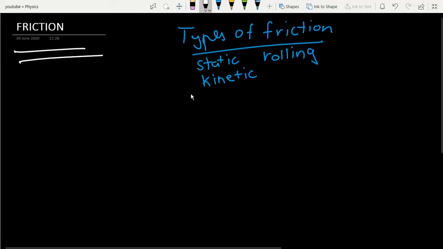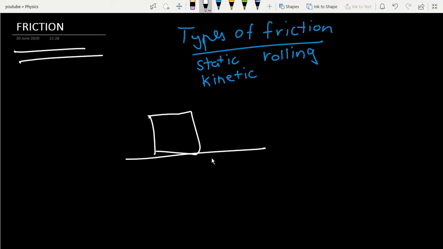Okay, so let's see what is static friction. When a body is on a surface but the body is at rest, the acceleration is zero. It's at rest. Therefore there is some friction which is keeping the body at rest. This friction is known as static friction. When a body is at rest, the friction produced between the body and the surface is static friction.